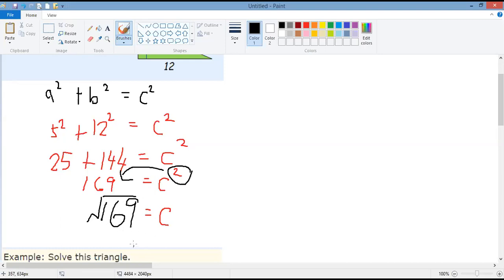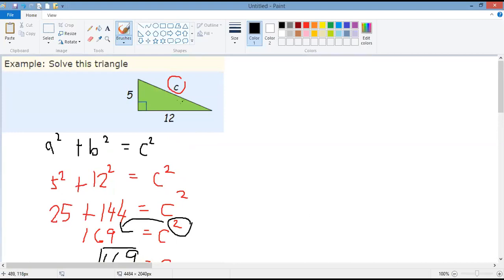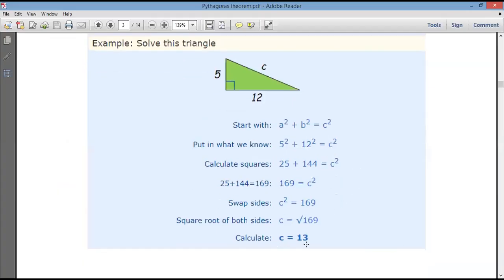You use your calculator, or you're already very familiar with perfect square numbers, you find out square root 169 equals 13. So your answer here, C equals 13. This is why you have to learn Pythagoras theorem, so you can find one of the missing lengths of a right angle triangle. Must be a right angle triangle. Okay. So we go back to the note. The answer here is 13.